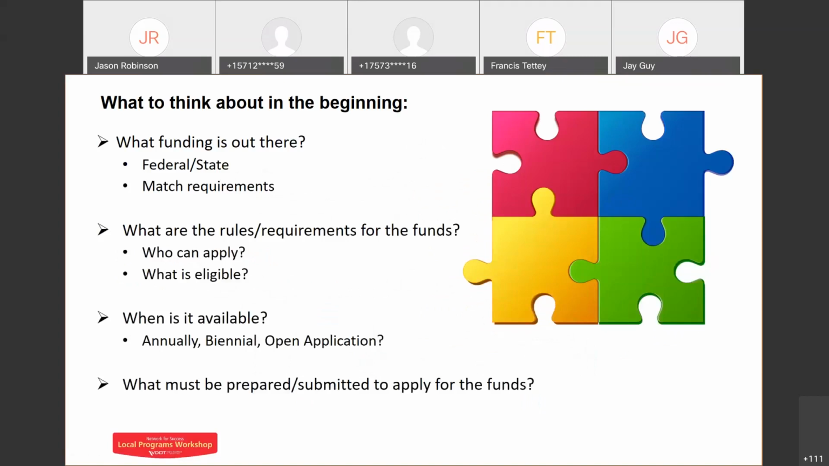What rules and requirements are there for those funds? Can you even apply for it? Is your locality eligible to apply for it? And is your project eligible? When will it be available? We'll talk about the scheduling of our different programs. And what do you need to submit that application? What all might you have to even be able to do that?